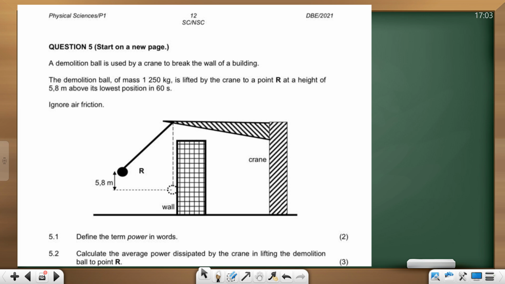Calculate the average power dissipated by the crane in lifting the demolition ball to point R. First, I'll write what I know about the ball, and I'll write the formula for power. Number 1, I know the mass of the ball, 1250 kg. I know the time, 60 seconds. I know the height, 5.8. I'm looking for power, work done divided by what?